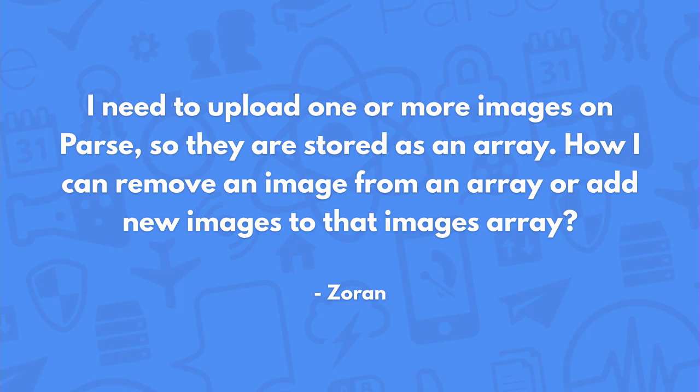I need to upload one or more images on Parse, so they're stored as an array. How can I remove an image from an array or add new images to that images array? Okay, well, I would not recommend using an array of images. The way that we store files, you upload the file, you get this Parse file object, and then you store that in the database. It's best to put that in its own column by itself.